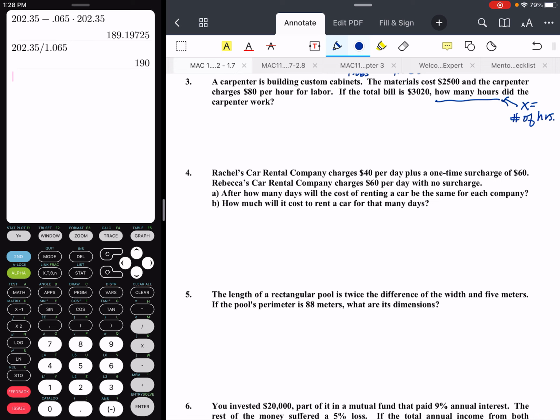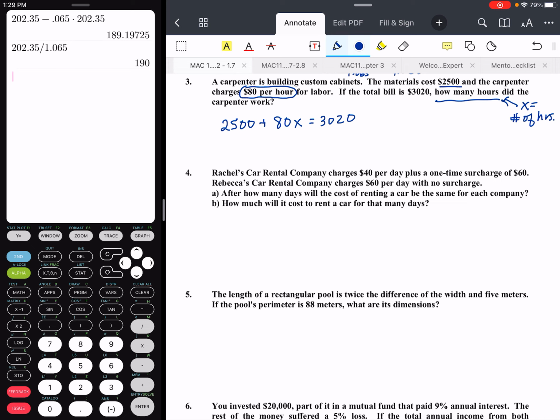All right, so we've got this fixed materials cost of $2,500. If I'm trying to represent the cost, I know that there's that flat cost of $2,500. That doesn't change. Plus the carpenter charges $80 per hour for work, so plus 80 times x. If the carpenter works for 1 hour, the charge is $80 extra. If the carpenter works for 2 hours, the charge would be $160 extra, and so on. And we know that the total bill was $3,020. Now we can solve for x to figure out how many hours the carpenter worked that week.